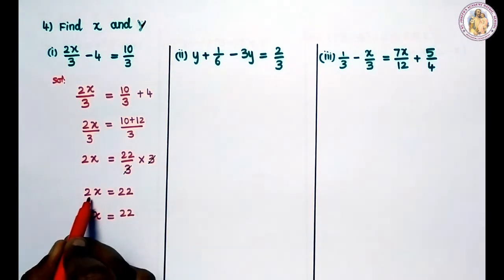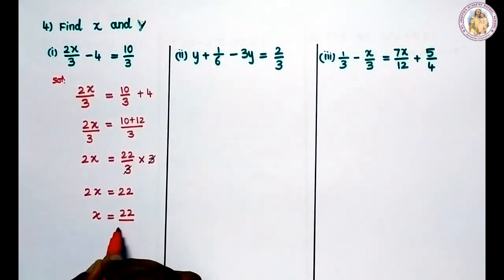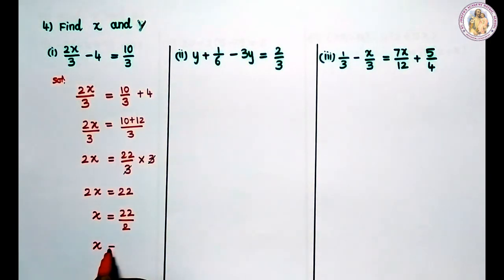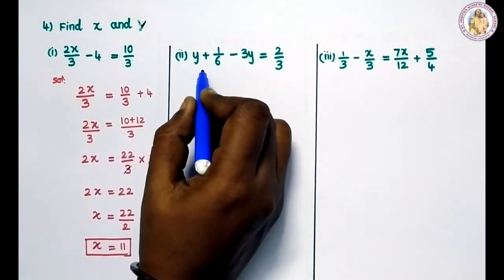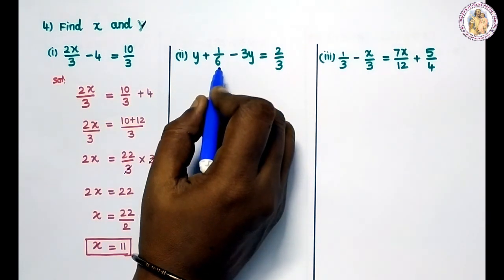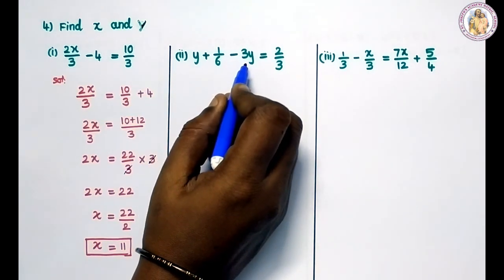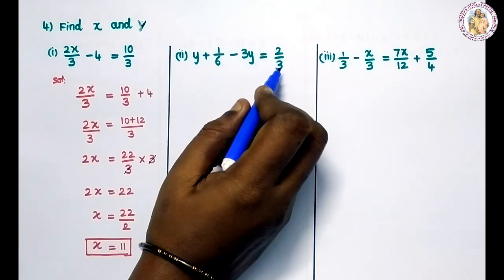Here 2 is in multiplication. Bring this side means division. So x equal to 11. 22 divided by 2 means 11. So the value of x is 11. Next one. y plus 1 by 6 minus 3y equal to 2 by 3.